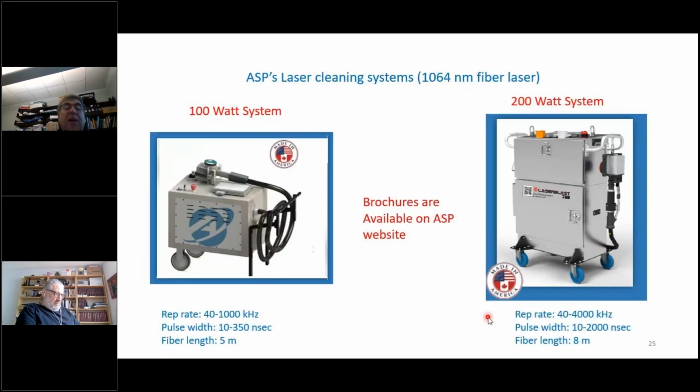So let's talk a little bit about our systems. We have several laser systems. The 100 watt, which is our original unit, I showed you this earlier, is shown in here. Variable rep rate and pulse width, a fiber length of 5 meters. Then we have the 200-watt unit on the right side. This is a little bit narrower and has some cabinets where you can store goggles and lenses. So this was the second unit that was built and was used for some bridges.